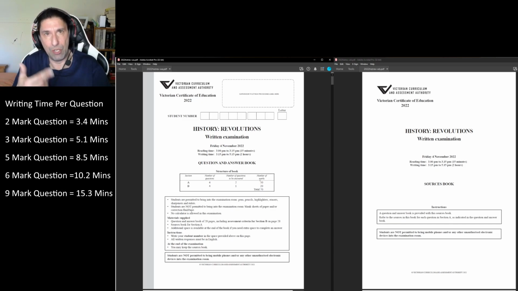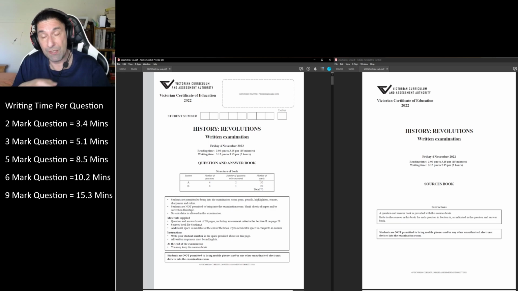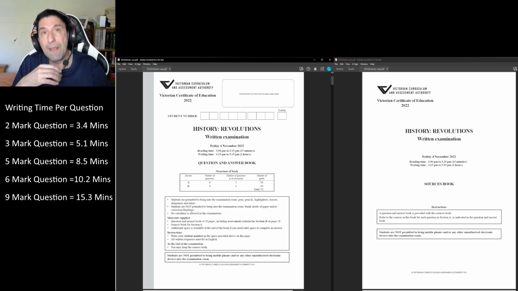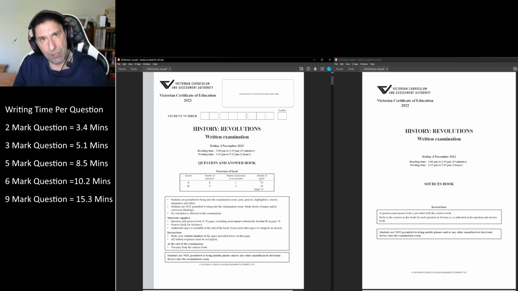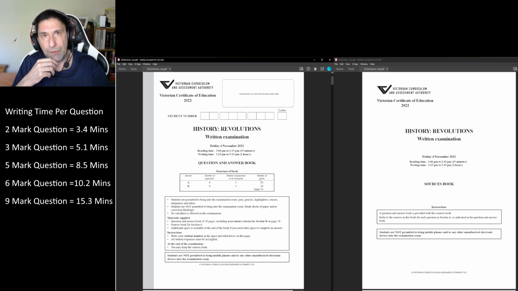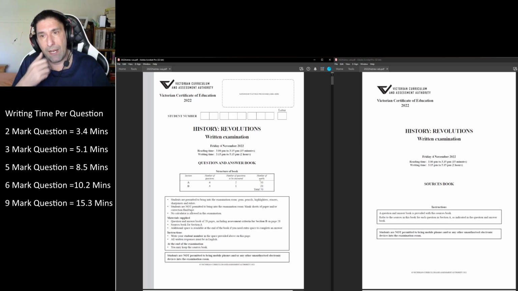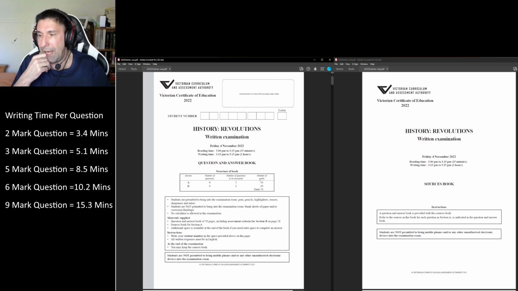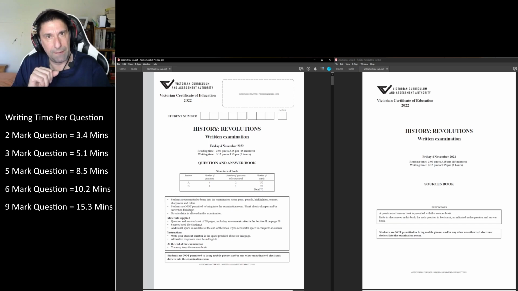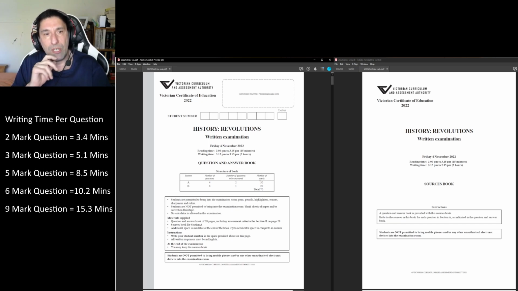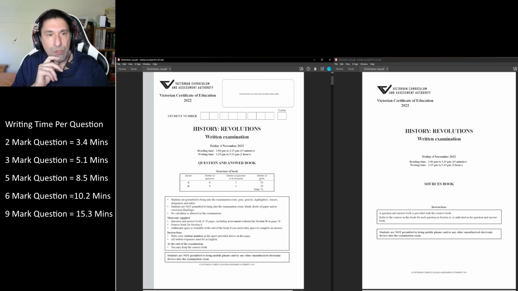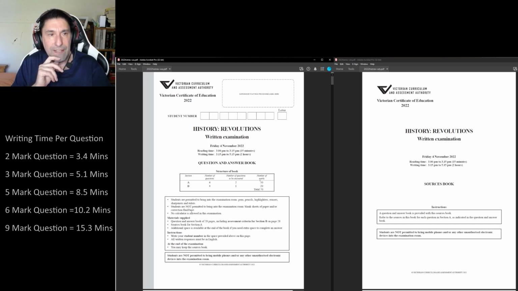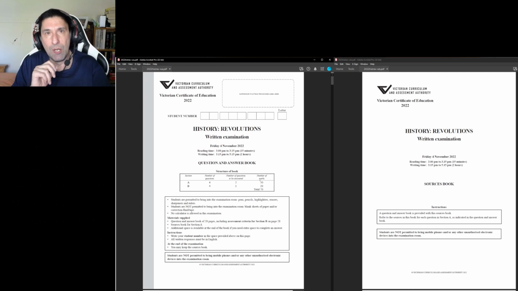And then for your 8 or 9 mark questions, the big ones where you have to use your own knowledge plus a couple of sources from the source book as well, that's around 15 minutes. So that's your time guide for how much you should devote to each of these parts of the exam. All right, enough about time. Let's have a look at some of these questions now.